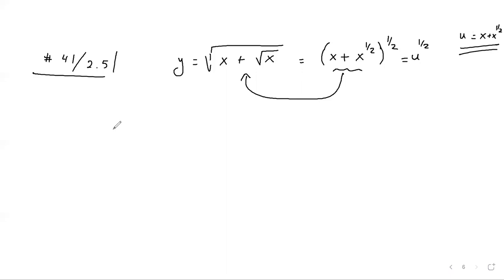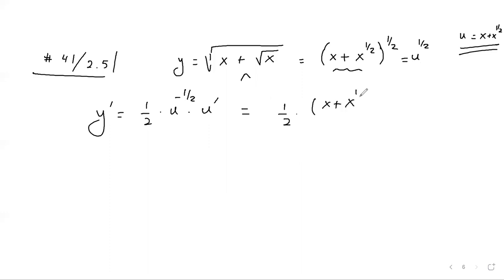And when I do the derivative, y prime is 1/2 times u to the negative 1/2, right? Because that's how you do the 1/2 power derivative, times u prime. And that's very easy to see now. That's 1/2 times, let's get rid of this stuff here. So 1/2 times u to the negative 1/2. Well, u was x plus x to the 1/2.